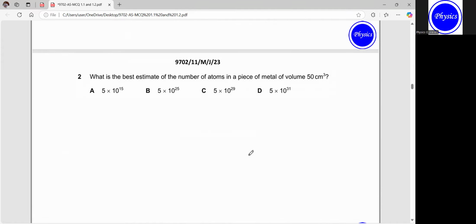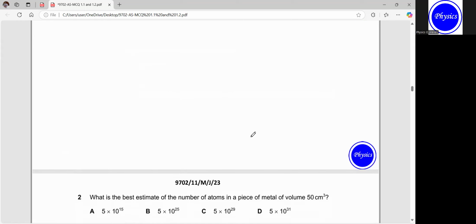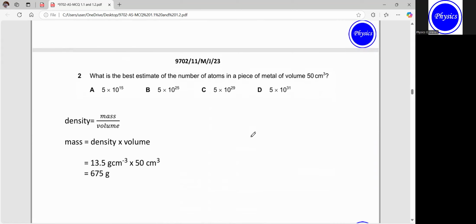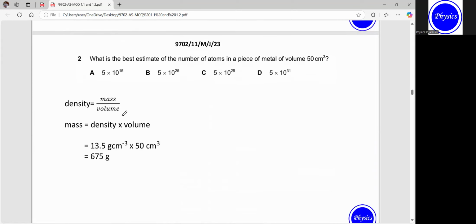What is the best estimate of the number of atoms in a piece of metal of volume 50 centimeter cube? For this, you must have a rough idea about density and the mass number or the atomic weight of 2-3 elements, or at least one element. Here I have given 2 examples. For example, here the volume is 50 centimeter cube.